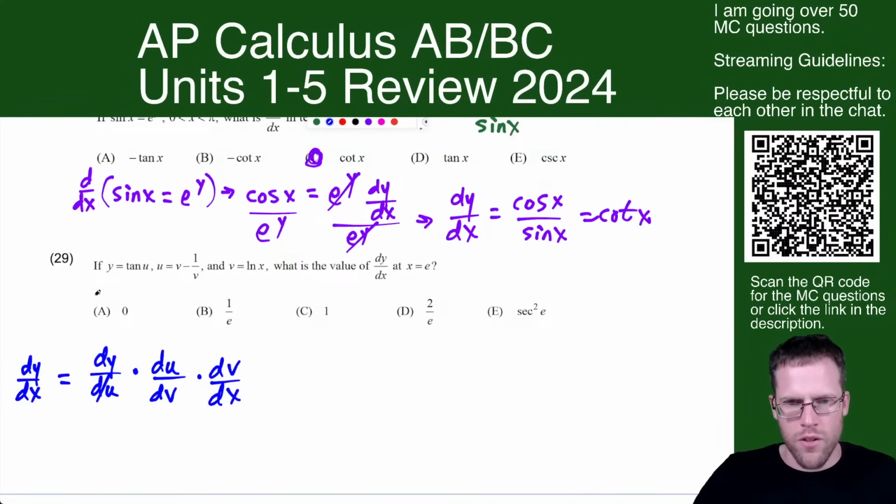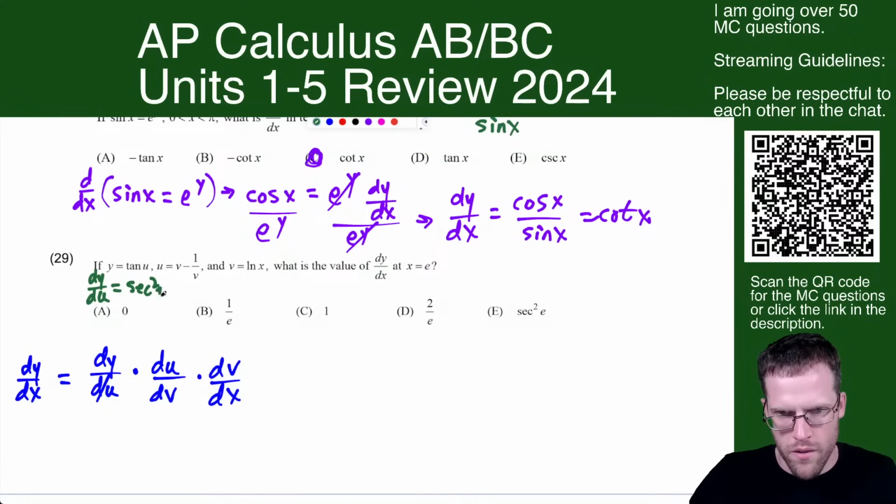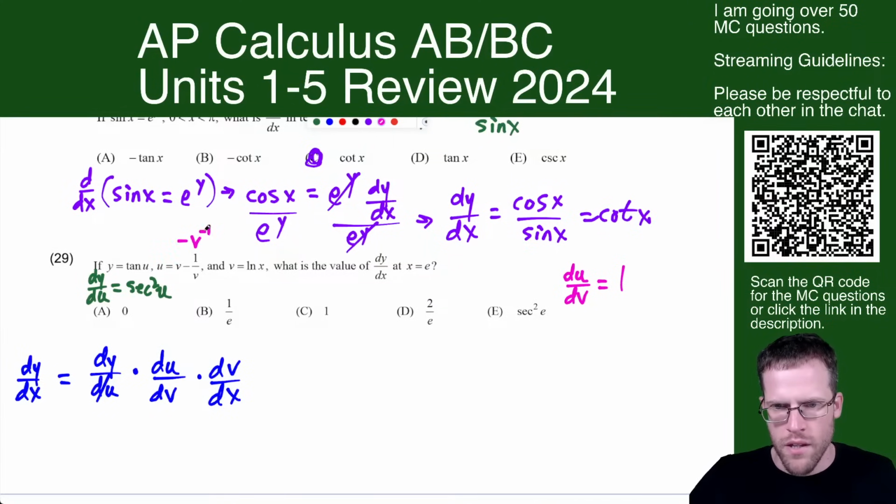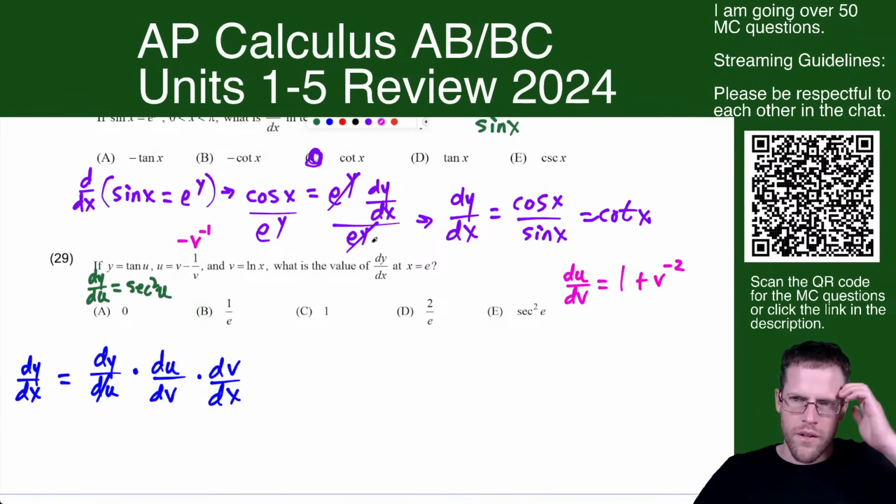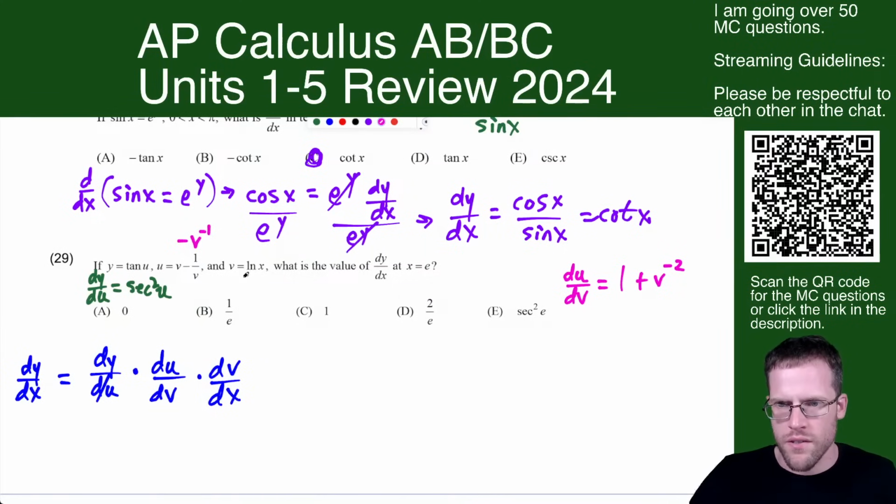Okay, so here, I'm just going to go piece by piece. I'm going to find each of those. So dy/du is secant squared u. Then I'll say du/dv. You know what? Let me write it maybe over here. I'll change colors so it doesn't collide with this. So du/dv, the derivative of v is 1. Think of this as v to the negative 1. So like minus this, I'm going to have plus v to the negative 2, or plus 1 over v squared. And then for dv/dx, the last piece, dv/dx is going to be 1 over x.